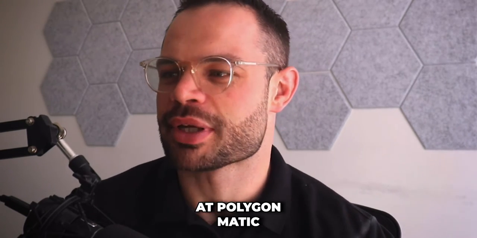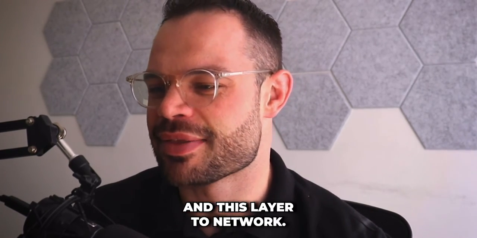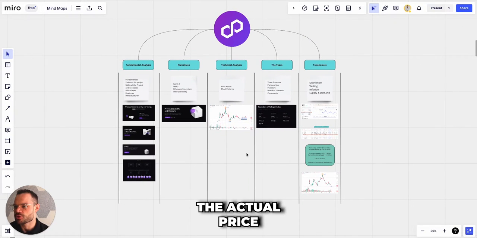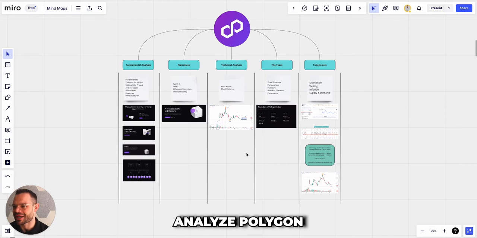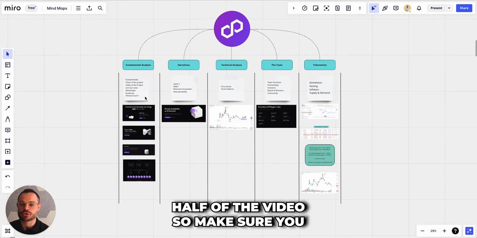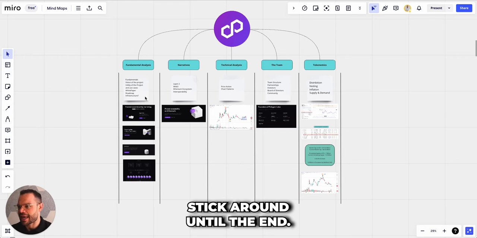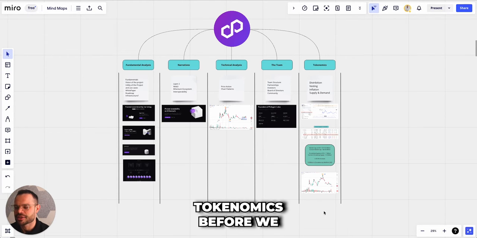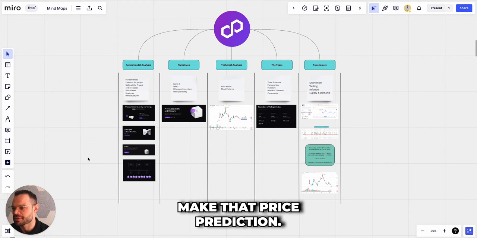So today we're looking at Polygon MATIC and this layer 2 network. As always, before we do the actual price prediction itself, we're going to analyze Polygon through the lens of these 5 different pillars before moving on to the price prediction in the second half of the video. So make sure you stick around until the end. We're going to take a quick look at fundamentals, followed by narratives, a little bit about technical analysis, followed by the team, and then the tokenomics before we make that price prediction.